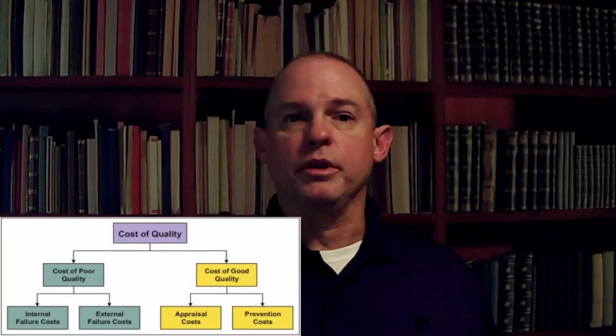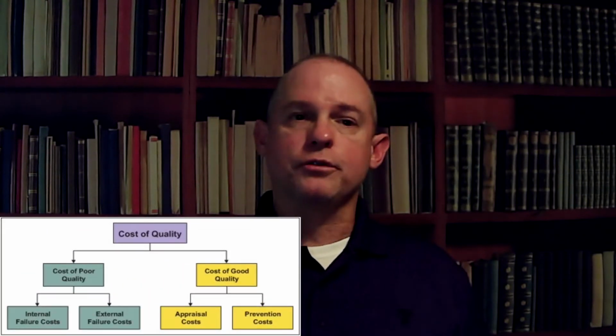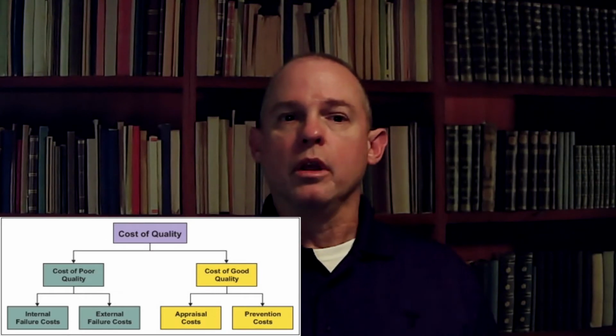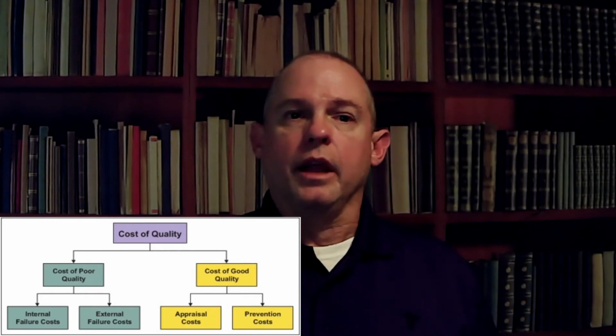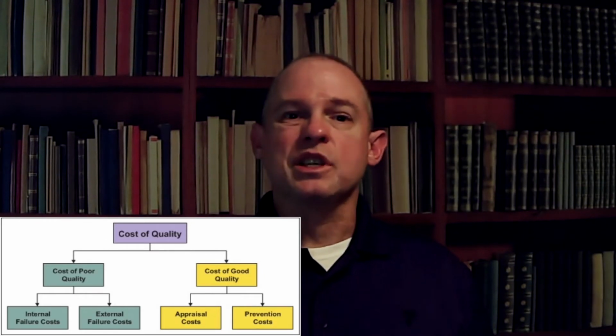In this edition, we will deep dive on the poor side of quality, specifically internal failure. So you've seen this chart before. Now we're on the left side of the chart talking about poor quality and internal failure costs specifically. Remember that the underlying economics of the cost of quality model are that the costs of defects are significantly higher than the costs of preventing those defects when all costs are considered. I mentioned that previously.